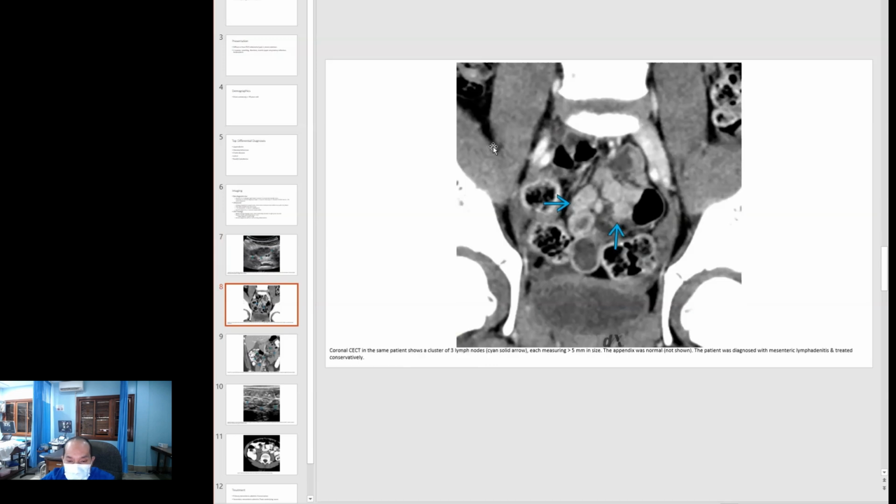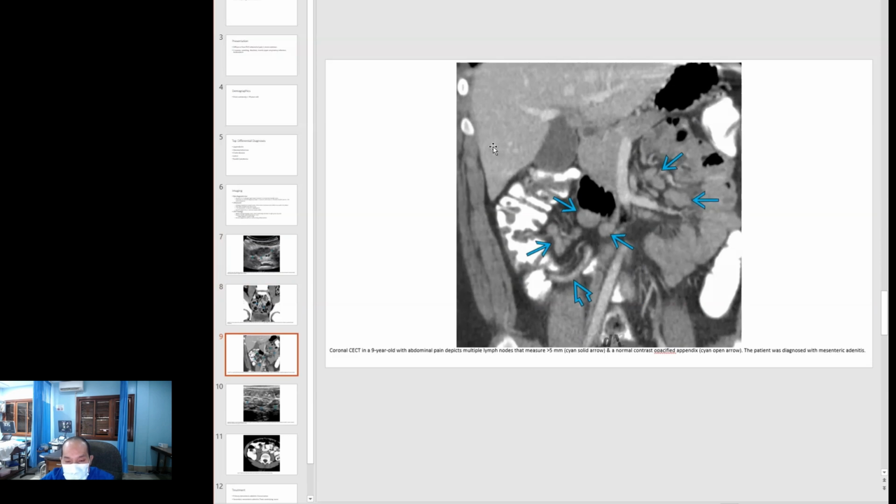CT in the same patient shows a cluster of three lymph nodes, each measuring more than 5 mm in size. The appendix was normal. The patient was diagnosed with mesenteric lymphadenitis and treated conservatively.